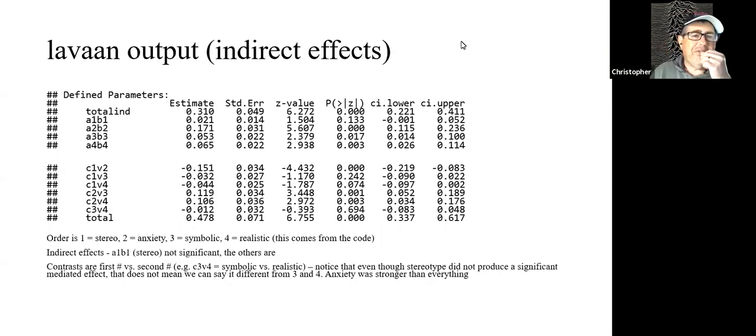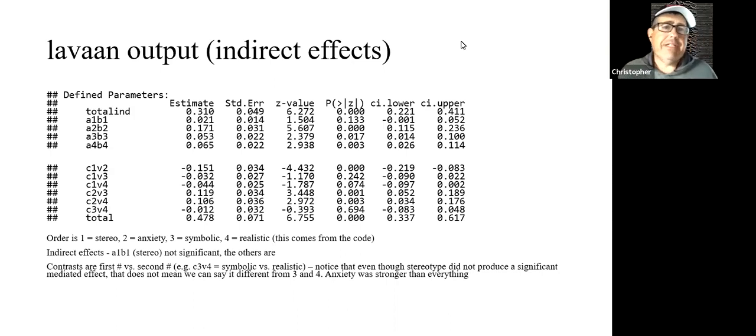And then we get to our different indirect effects. We can see the total indirect effect excludes 0, so it is significant. We can see A1, B1. Again, the order here is important, and I wish the output was a little bit cleaner on this. The order is that we're using 1 to represent stereotyping, 2 to represent anxiety, 3 to represent symbolic threat, and 4 to represent realistic threat. So A1, B1 is the indirect effect of stereotyping, A2, B2, anxiety, and so on down the line.